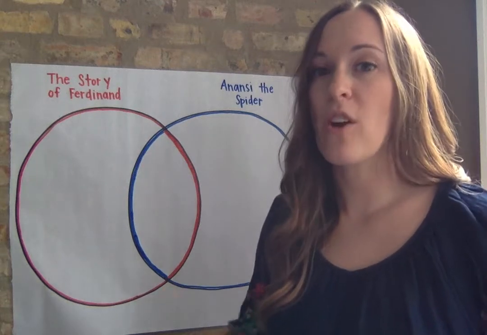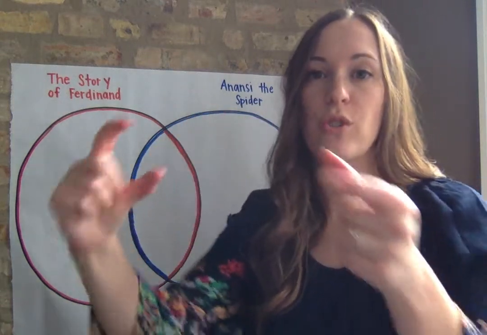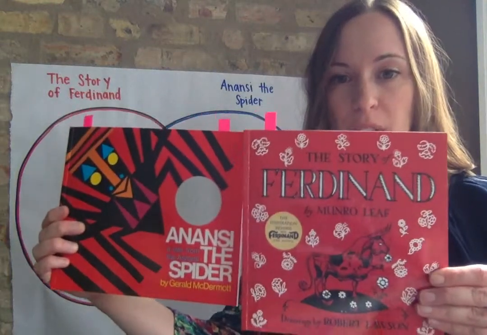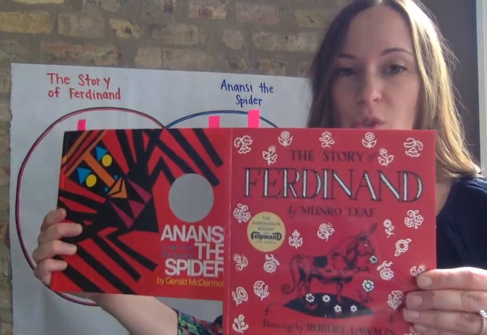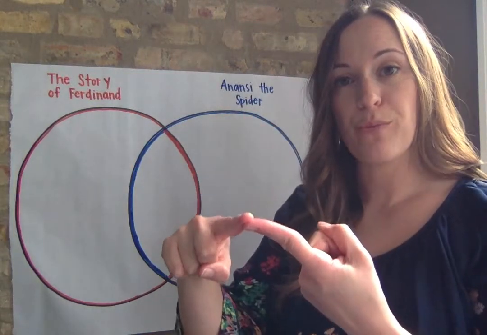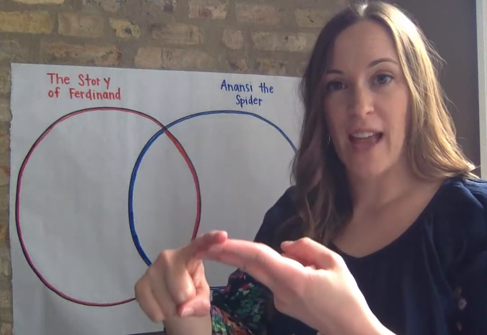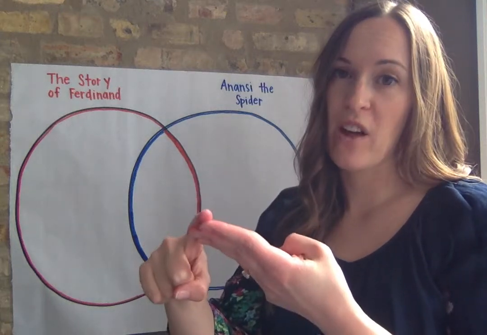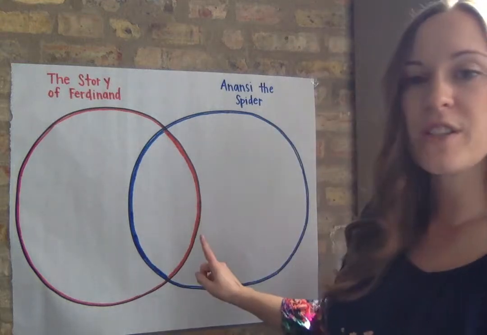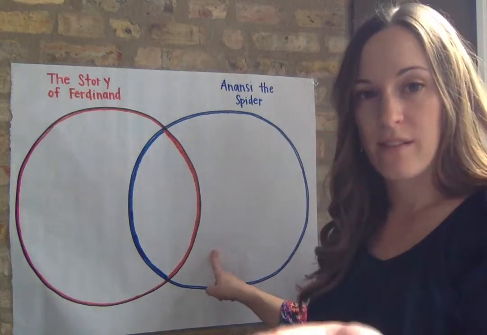Now today we are going to compare. We're going to think about what is the same about a few things that happened in these stories. When we compare stories, we're going to think about what the characters do, how the characters act, and how the characters feel. And we're going to think about if any of those things are the same. Today we're going to use a Venn diagram.